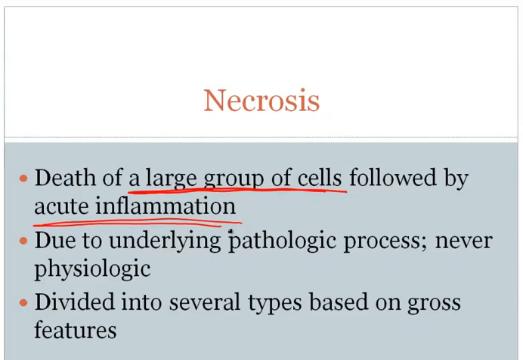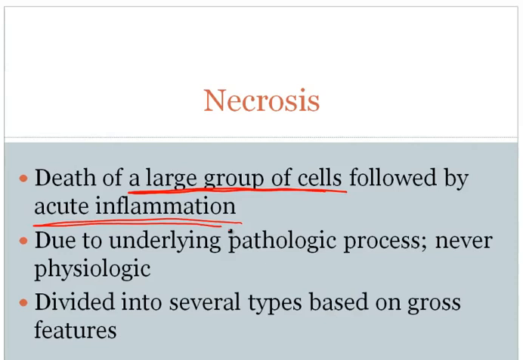There are two processes that result in acute inflammation. The first, and the most commonly thought about, is when you get an infection. If you get a bacterial infection, you're obviously going to get acute inflammation. But the second driving factor for acute inflammation is actually necrosis.